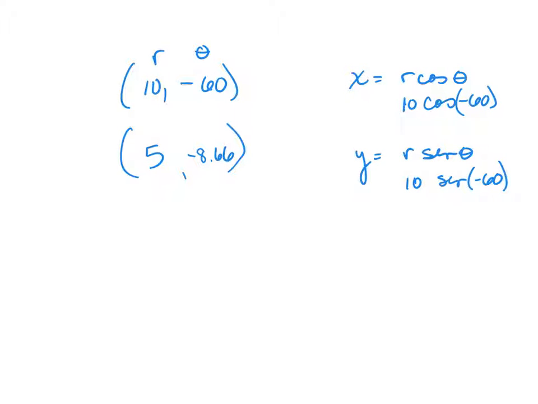After you finish getting your answer, you can plot the points on a polar graph. So 10, negative 60 would be plotted, and then you would plot 5, negative 8.66 on a graph of the xy coordinates that is on top of the polar, and you can see that they're in the same place. So you can check your work on these.